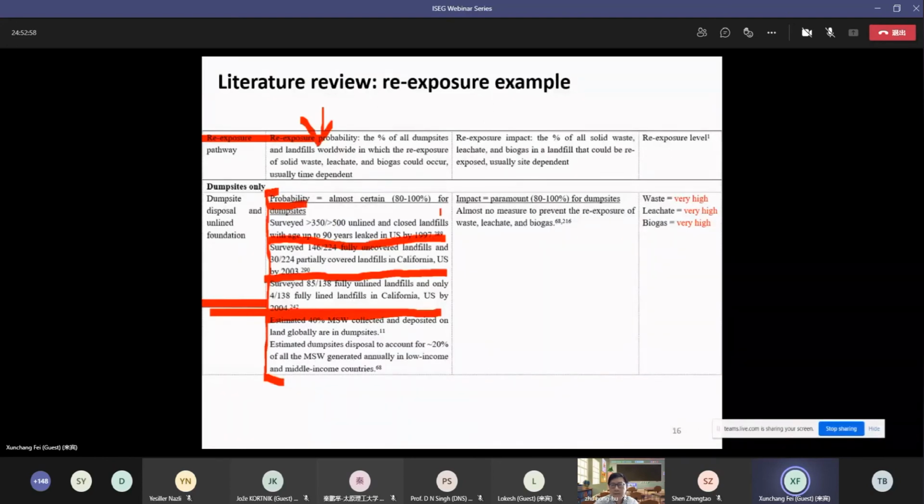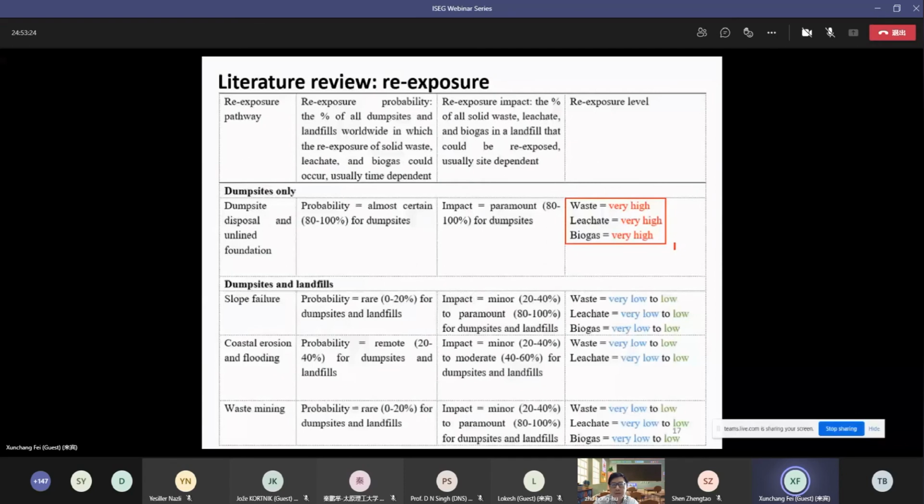Similarly, we can also summarize the impact of each re-exposure. And as you can see here, we have all the references and so on. Then by multiplying the probability by the impact, we can come up with a re-exposure score or re-exposure level, as you can see here. And we have five different levels from very low to very high. But obviously, I'm not going to read the big table because it's going to be very tedious and time-consuming. I'm only going to show you some of the major results here.